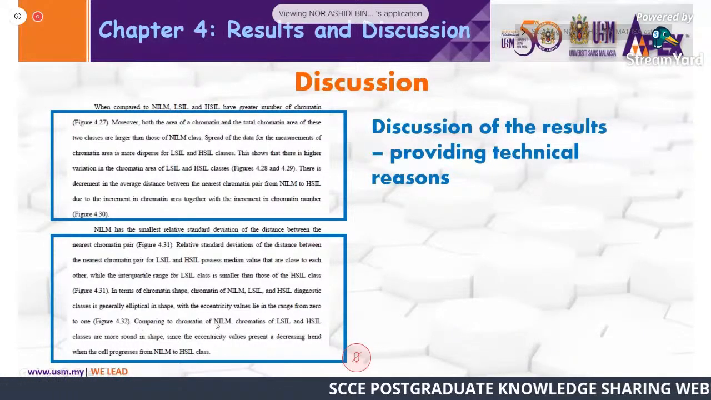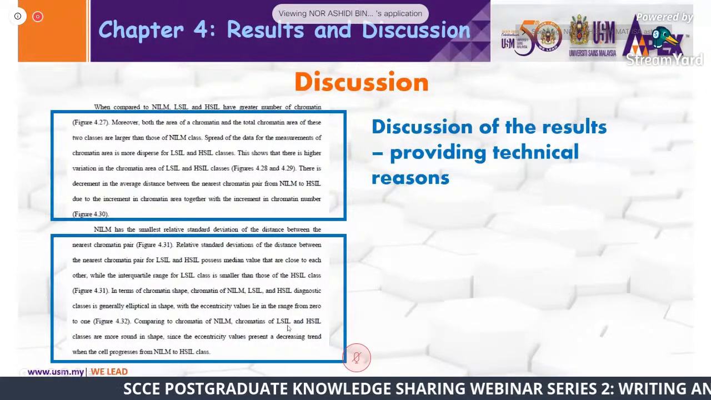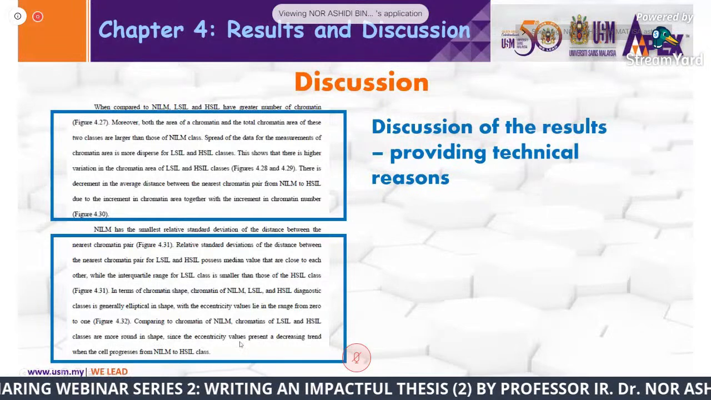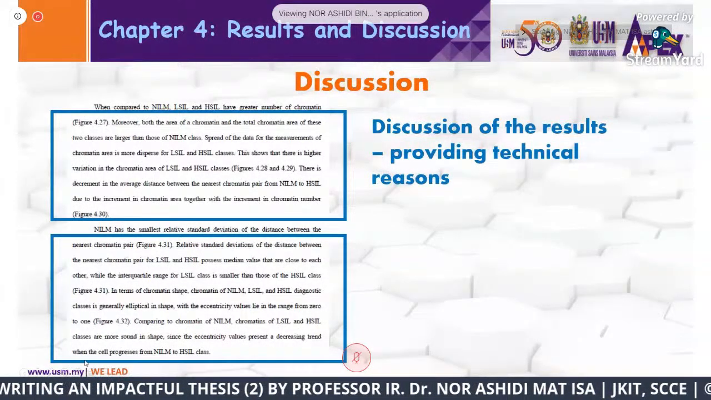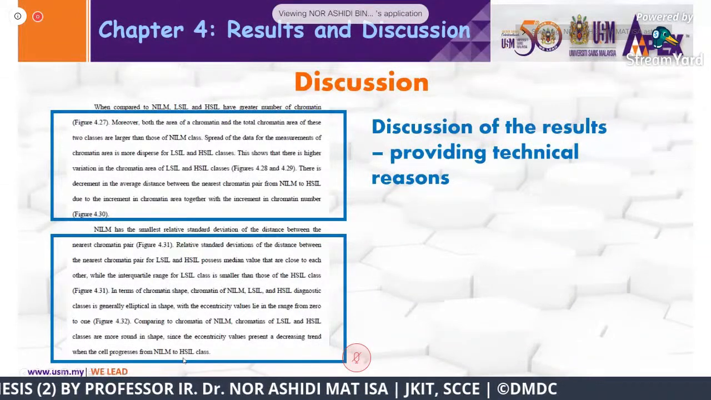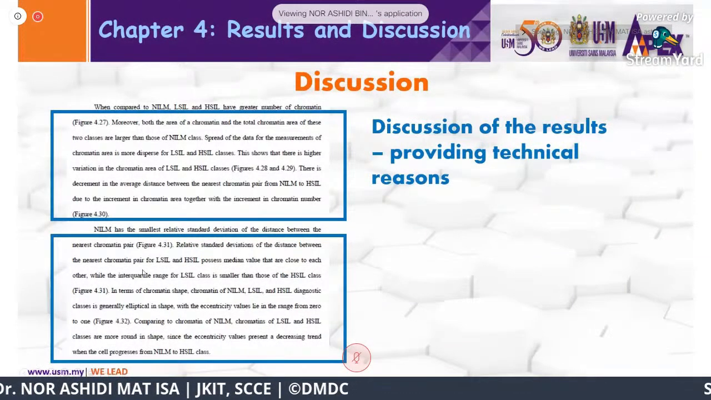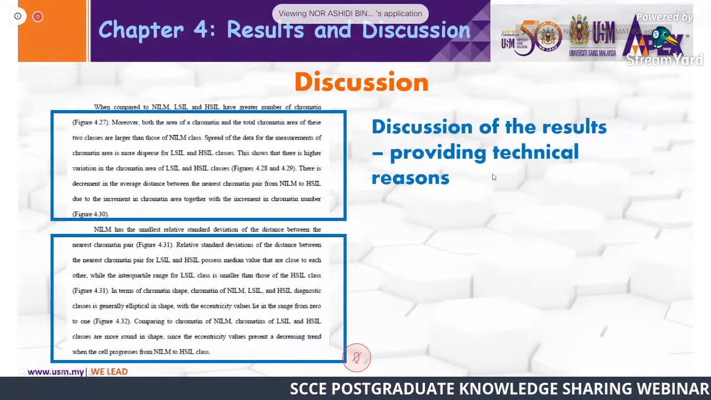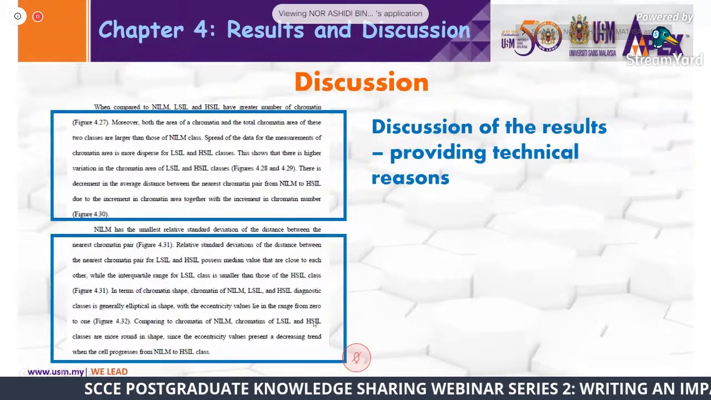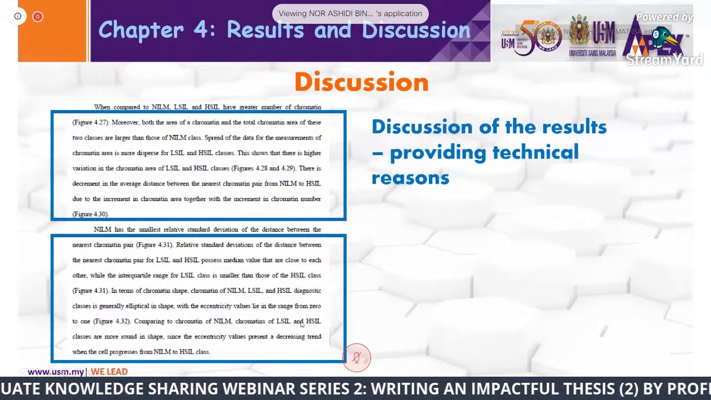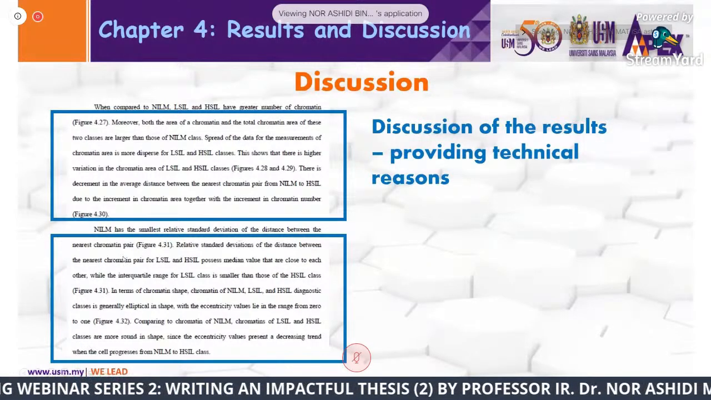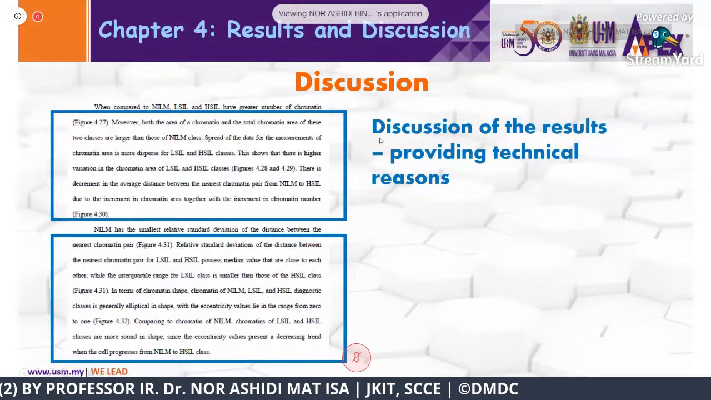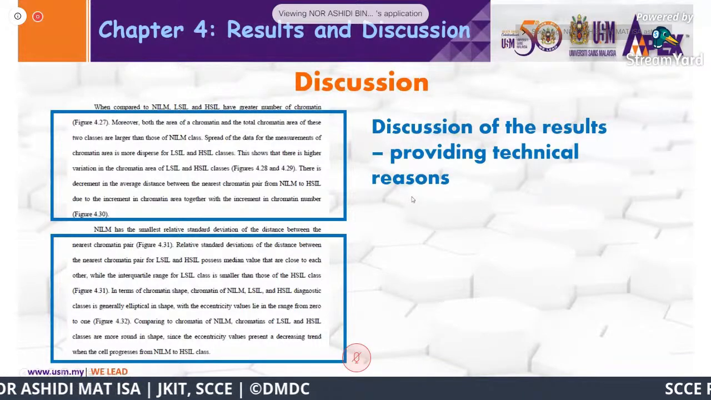Comparing to the chromatin of NILM, the chromatin of LSIL and HSIL are more round in shape, since the eccentricity value presents a decreasing trend when the cell progresses from normal to positive. So this is the technical reason why you get such results. You must be able to do this, because this information is from the literature review, while this is from your results. So you combine them together and relate back. That's what we call your discussion must support your results.